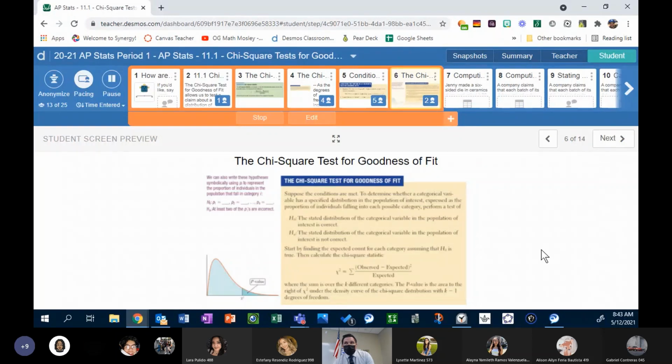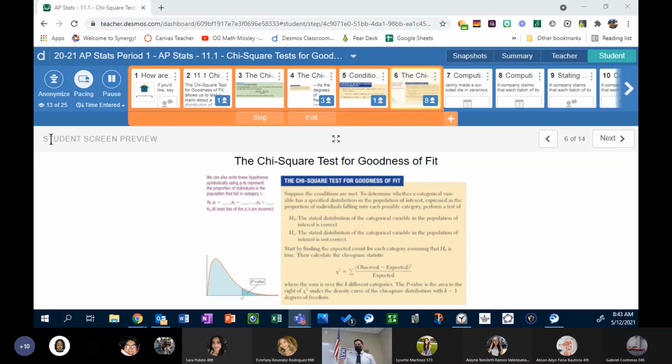And then lastly, this is entirely too small for me to read from here, but this is just that basically summing of what we must do to do a chi-square test for goodness of fit. Right? We have to check our conditions. If the conditions are met, we write our hypotheses. Right? State what we're going to do.